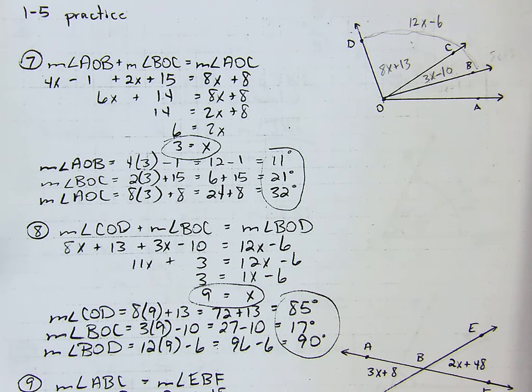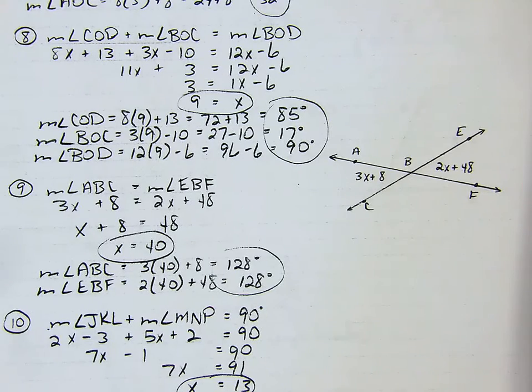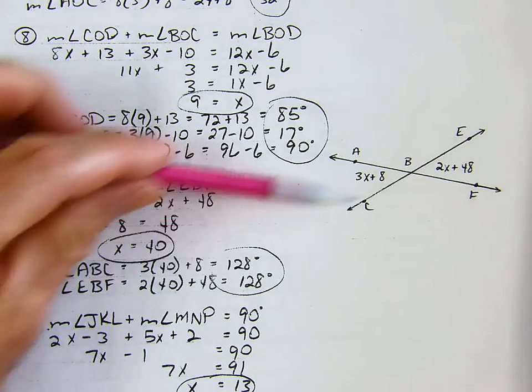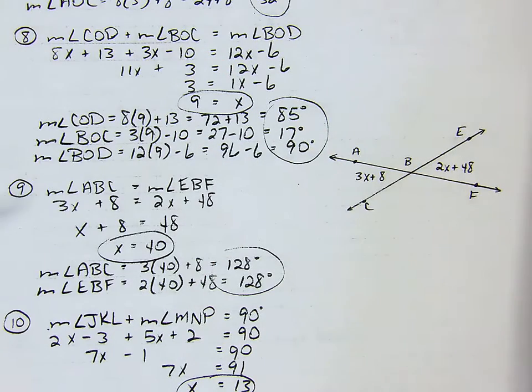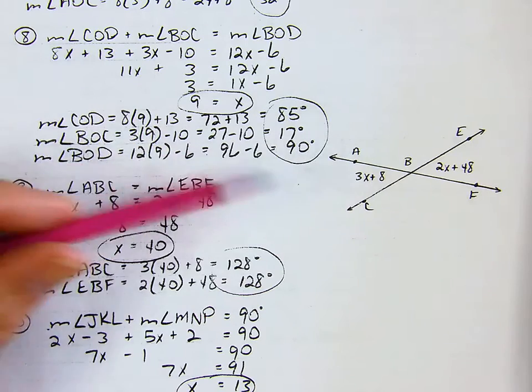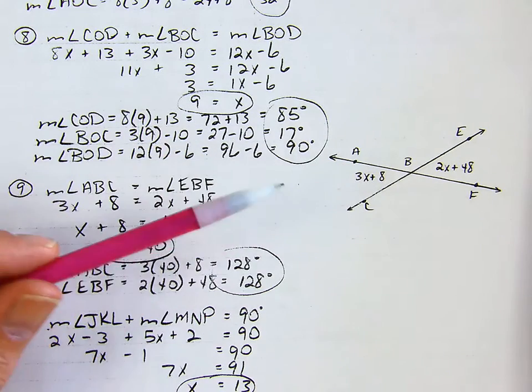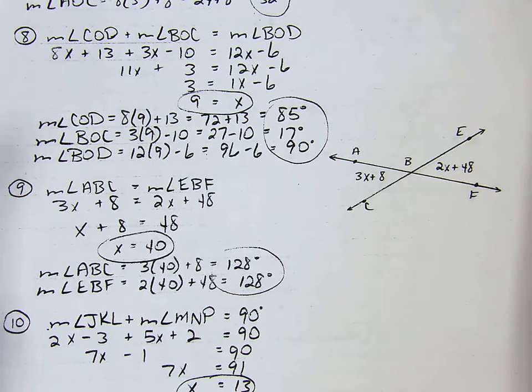Number 9, we don't have a picture, but we can draw our own. On number 9, when we read the problem, it just says that angle ABC and EBF are a pair of vertical angles. So to draw a pair of vertical angles, I just draw two lines intersecting. And the angles they're talking about are ABC, so I call this one ABC. Now, I don't know if these are going to be acute angles or if it's going to be the obtuse angles. I really don't know. And for the purpose of this picture, it doesn't matter. We can set up the equation and solve it.